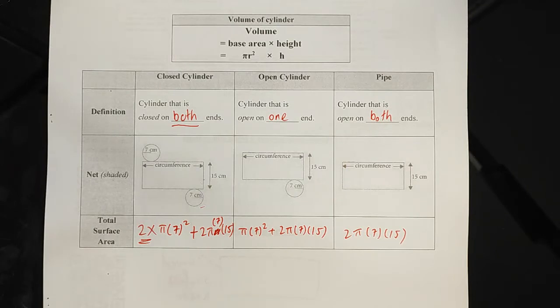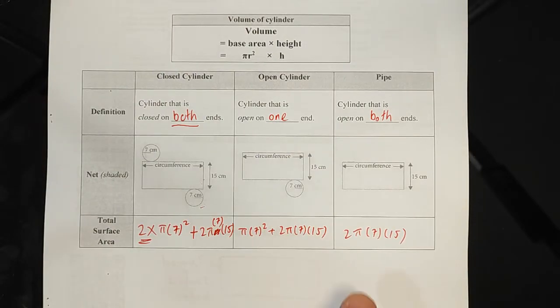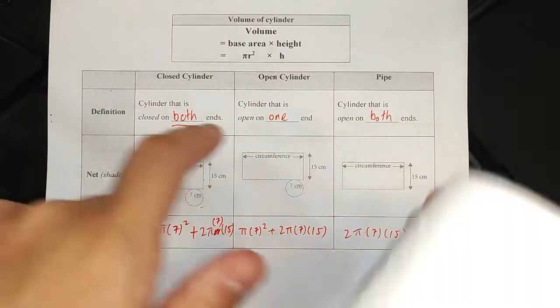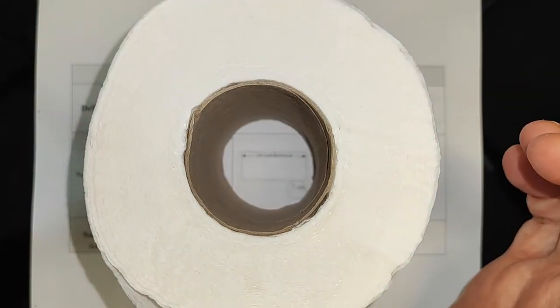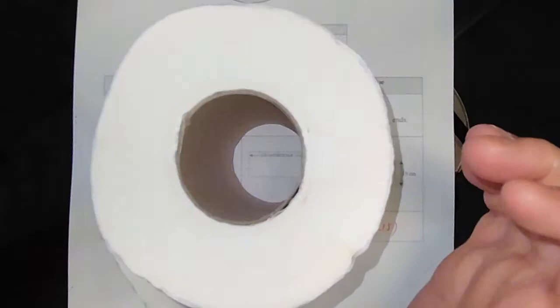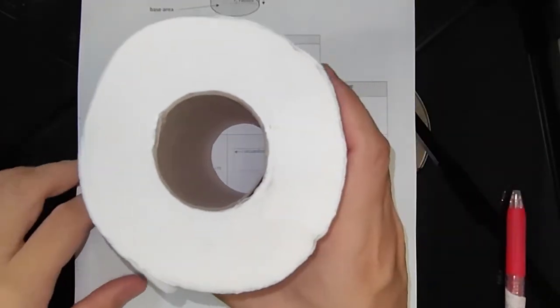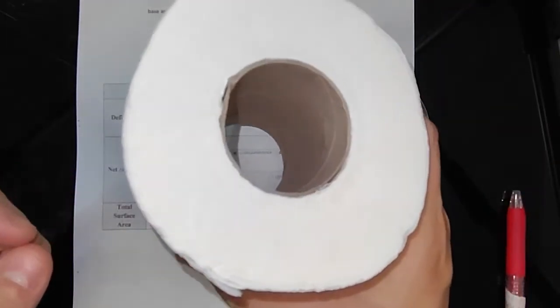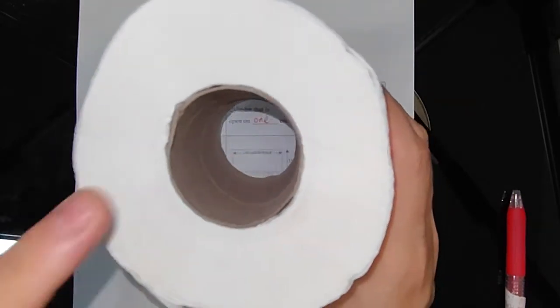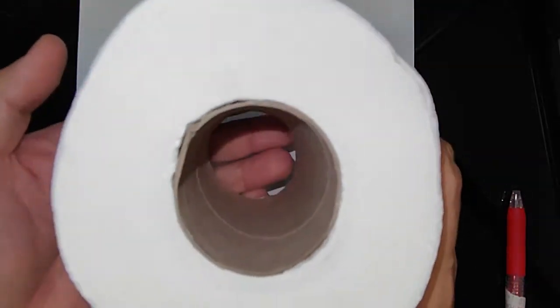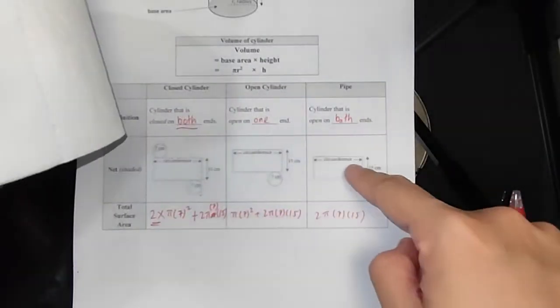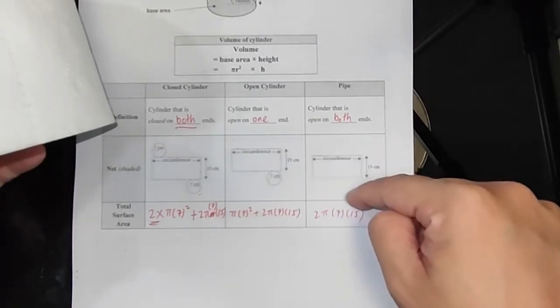So how about a pipe? What is a pipe? A pipe is basically a cylinder where you do not need to have two circles. What I have here is a toilet roll. I assume all of us visit the toilet, right? Whenever we go to the toilet, you can think of the toilet roll as a cylinder. It is a pipe cylinder. The core is made out of cardboard. I do not need to include the area of the circles at the top and bottom. It is see-through, hollow. That's why on the net you do not see any circle here.